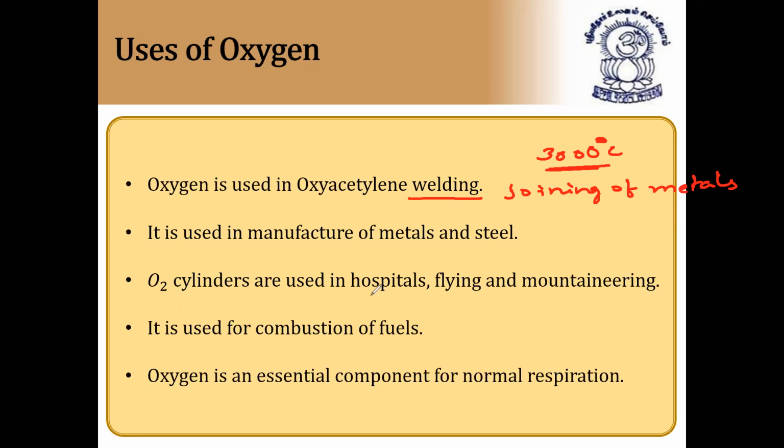Oxygen cylinders are used in hospitals, flying, and mountaineering because they need oxygen. Patients who are suffering from breathlessness or breathing problems use oxygen cylinders. Oxygen is used for combustion of fuels. Oxygen is an essential component for normal respiration. As you already know, it's very difficult to survive without oxygen because oxygen is necessary for breathing.